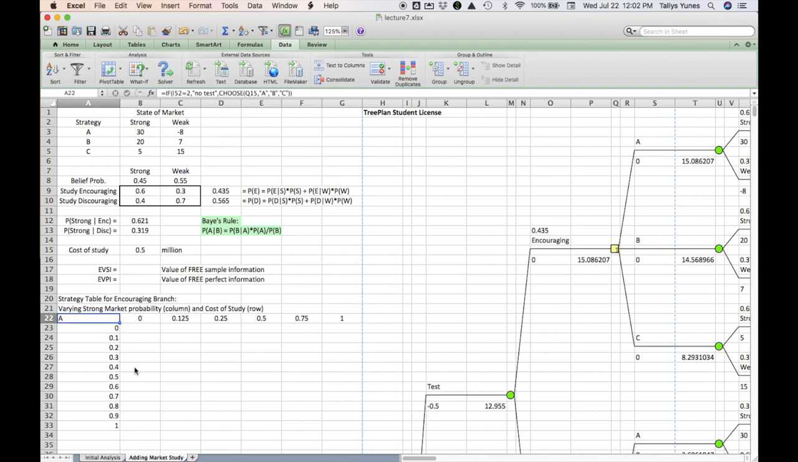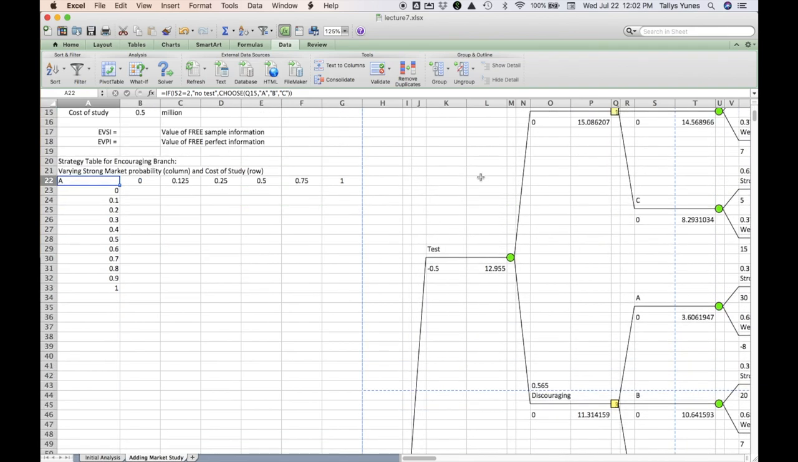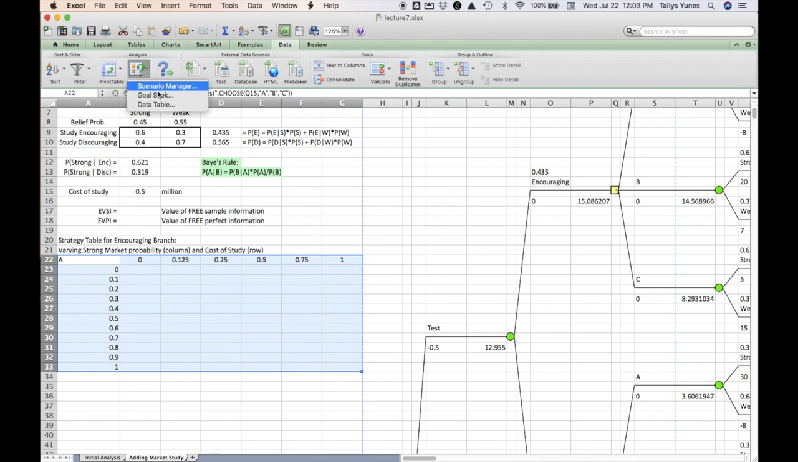And now it's just saying A because that says 1 here, right? And the first box says do the test. Great. Now, to calculate, notice what this is going to do. How many values are there here? 1, 2, 3, 4, 5, 6, 7, 8, 9, 10, 11. And here there are 1, 2, 3, 4, 5, 6. There are 66 combinations, 6 times 11. So when I run this data table, it's going to resolve the tree 66 times. Imagine doing that by hand, how annoying that would be. So Data, What-If Analysis, Data Table.